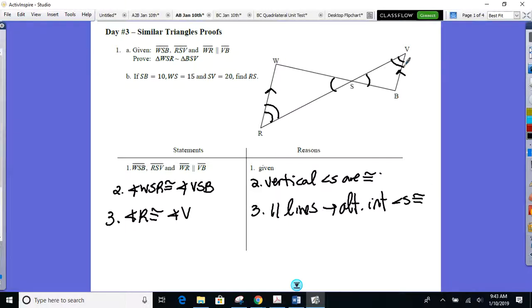Do I have two pairs? Yes, in the same statement. I got two pairs of angles. Now I can say the triangles are similar. This isn't going to be too bad today. Tomorrow we get a little bit more crazy. So WSR, BSV are similar.